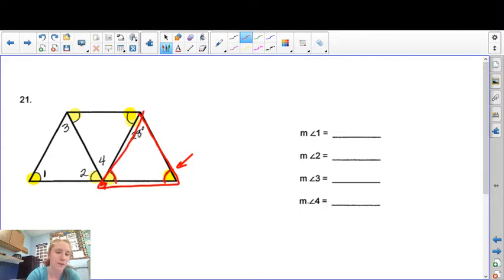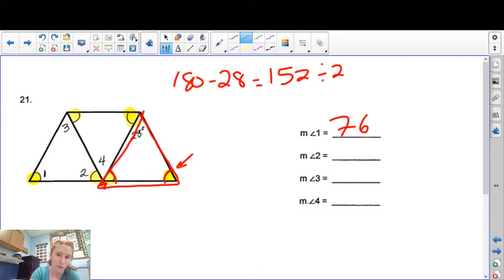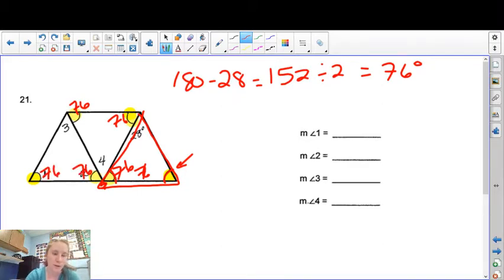Since these angles are congruent, I can take my 180 minus the 28, which is 152, and divide that in half, which gives me 76. Oops, that's not what I wanted to do. Which gives me 76. So every single yellow angle, 76. Which means angle 1 and angle 2 are 76 degrees. Alrighty.